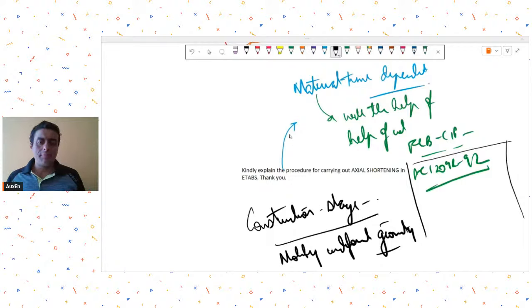So using ETABS, using the time dependent material properties, then doing the construction stage analysis and the modify and deform geometry options, you will get the axial shortening, and then you will have to strategize at which level you want to give how much axial shortening compensation. I mean, you have to give an extra column casting at which level, and how to incorporate that in your construction drawing. All those things you will have to strategize based on the axial shortening calculations that you do.